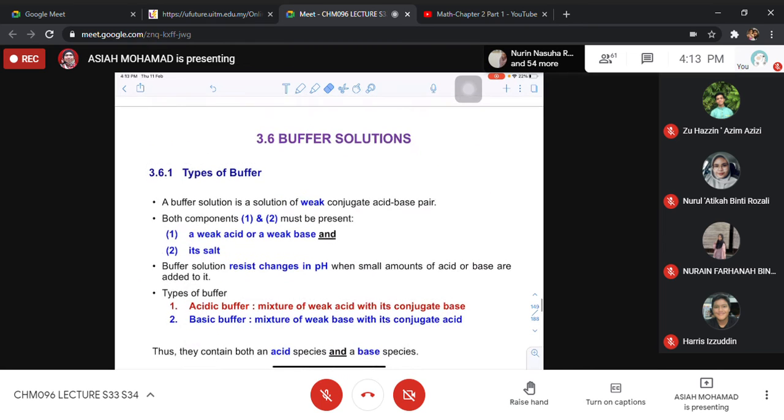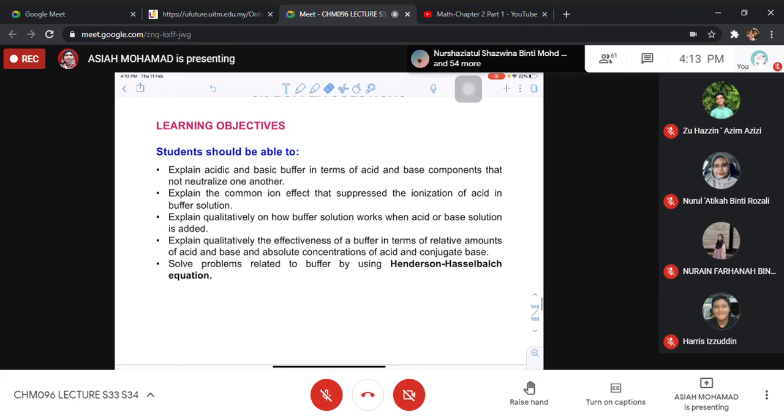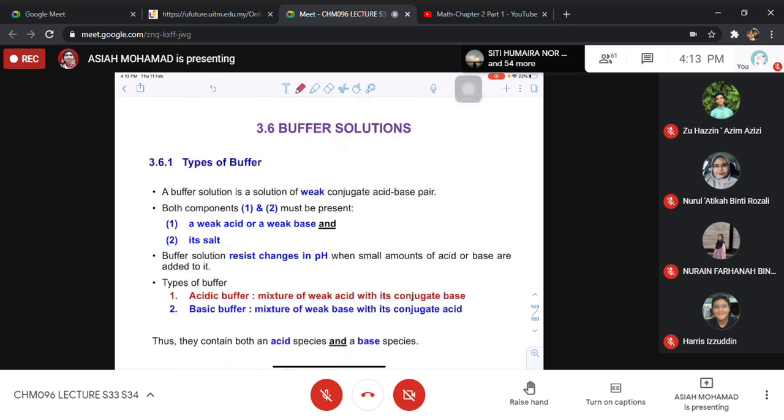So for this buffer solution, these are all the outcomes. The pre-recorded video just now already explained acidic and basic buffer in terms of acid-base component, explained the common ion effect, and explained qualitatively how a buffer solution works when acid or base solution is added. Later, in the second video, we are going to learn how to calculate pH. But before that, let's have a look at what a buffer is.